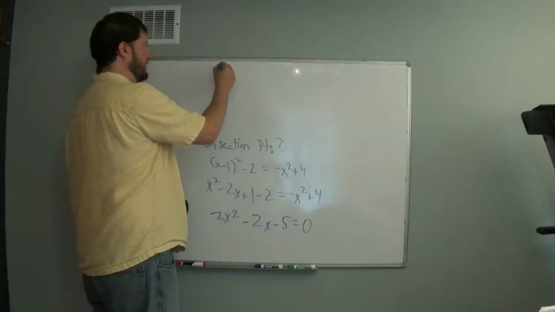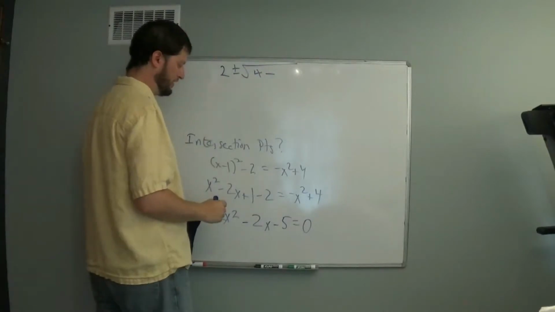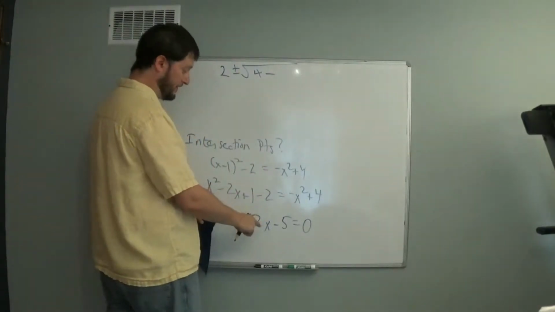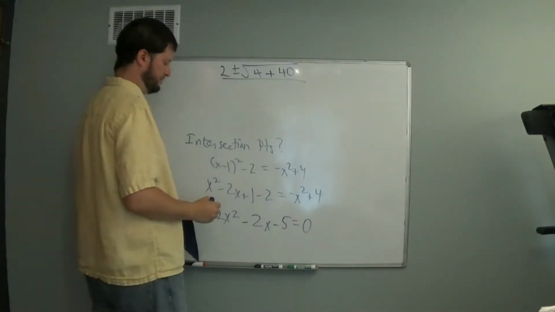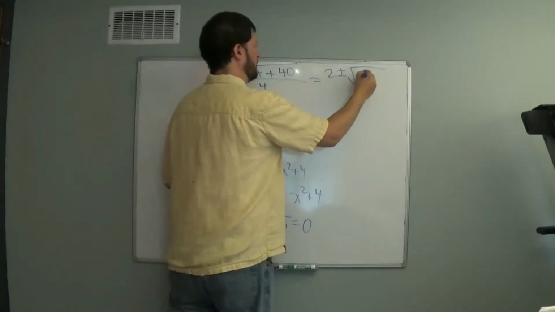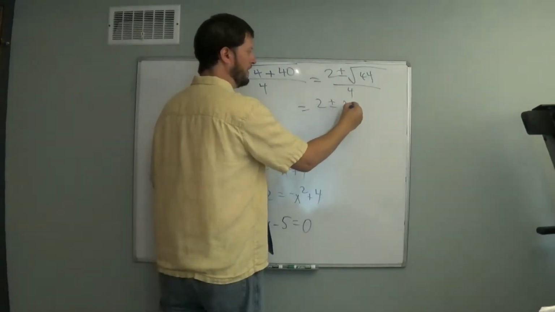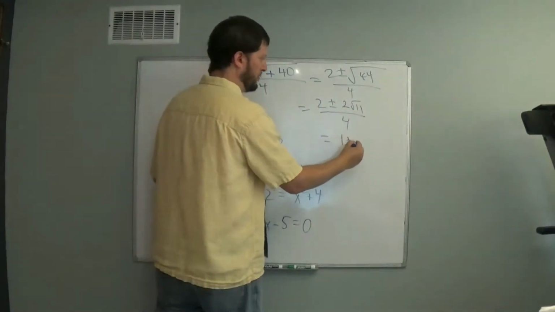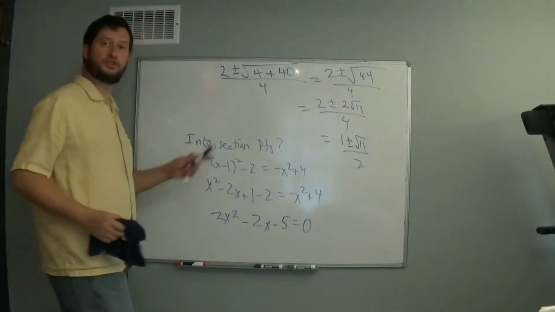We get negative b plus or minus the square root of b squared minus 4ac. So that's 8 times 5 is 40. That will be minus negative 40, so that makes plus 40, all over 2a. 2 plus or minus the square root of 44 over 4, which is 2 plus or minus the square root of 4 times 11, which makes 2 root 11 over 4, which is 1 plus or minus the square root of 11 over 2. So those are our 2 intersection points for the curve.